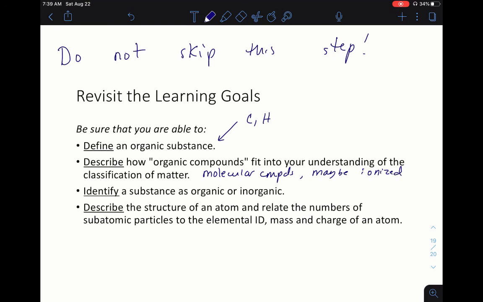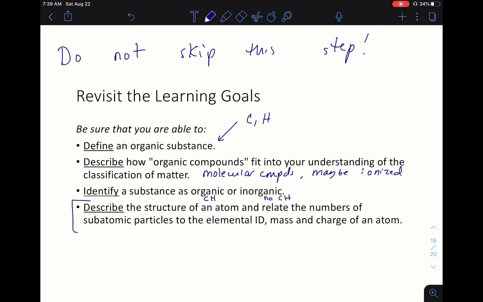Identify a substance as organic or inorganic. Well, organic will contain carbon and hydrogen. Inorganic does not contain carbon and hydrogen. And describe the structure of an atom and relate the number of subatomic particles to the elemental ID, the mass and charge of the atom.